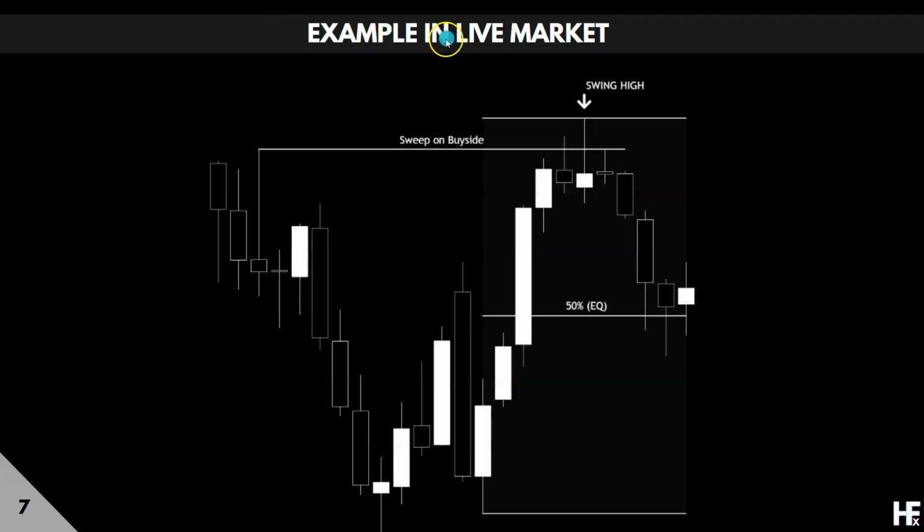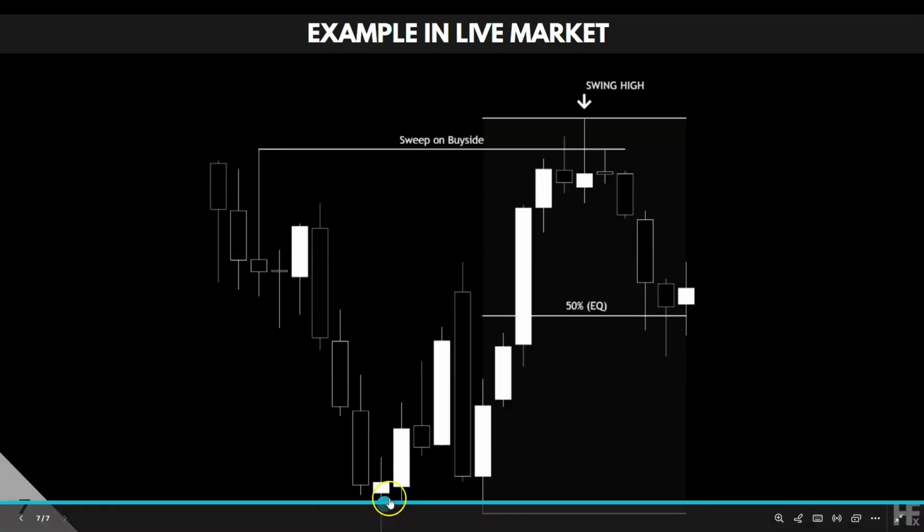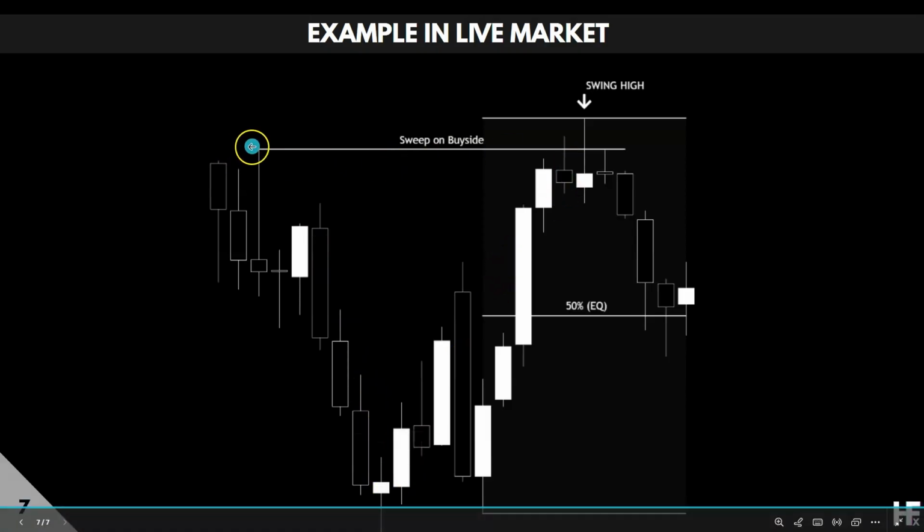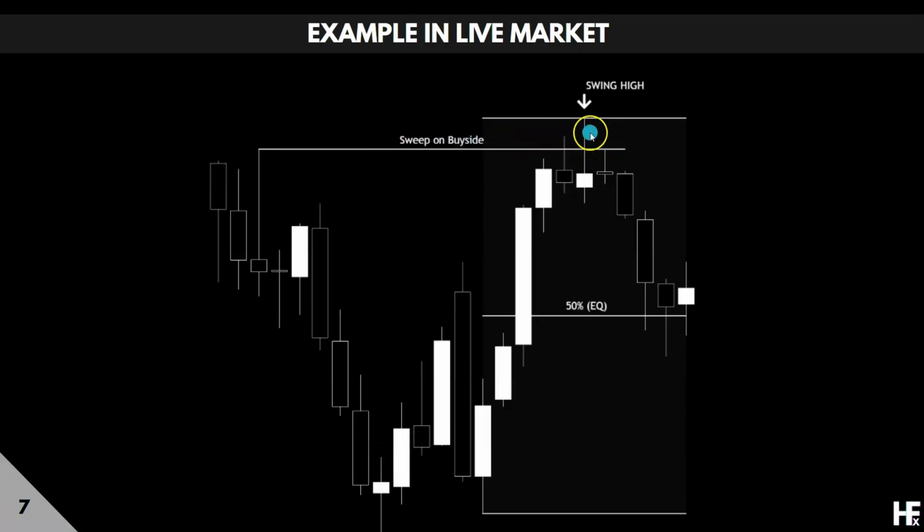Now let's look at this live example, and then I will go to the actual chart to show you how this looks in real time. So if you see here, we have the swing high, we have a few swing highs here as well. So this is where the price started to run lower. Then what happened, we came higher, took out the swing high here. Now this is a sweep on buy side. This is the swing high as well. And then once we swept the highs, we left the swing high. Now what happened after was we traded lower to what?